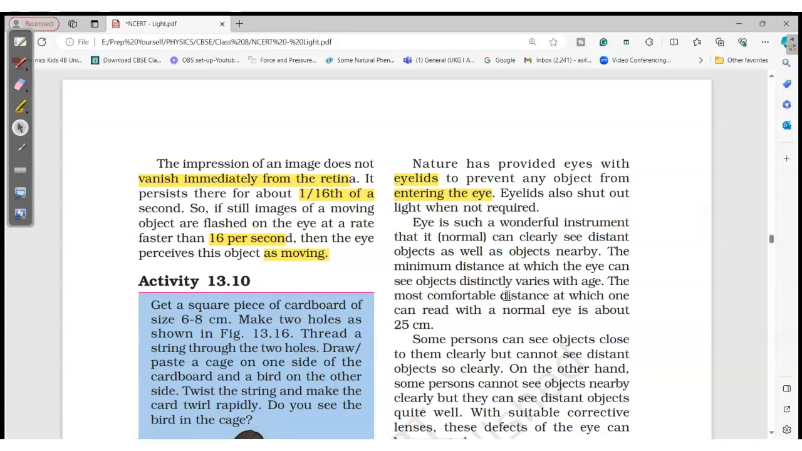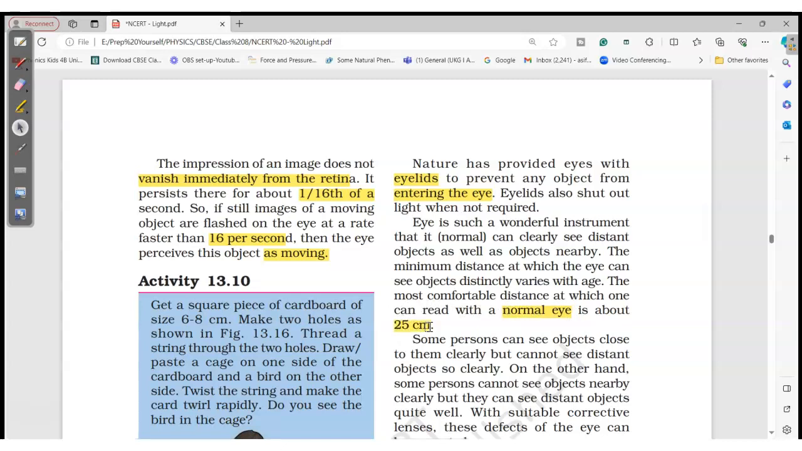When we need to give some rest to our eyes, what do we do? We shut our eyelids. The eye is such a wonderful instrument that it can normally see distant objects clearly as well as objects nearby. So you can see objects at a far distance, and you can also see nearby objects. The minimum distance at which I can see objects distinctly varies with age. Yes, obviously, as we age, our eye starts having problems.